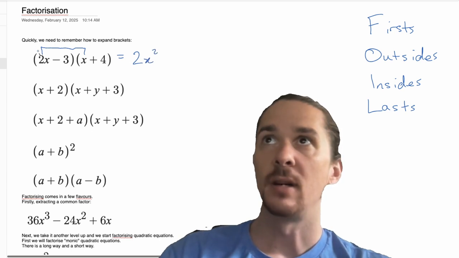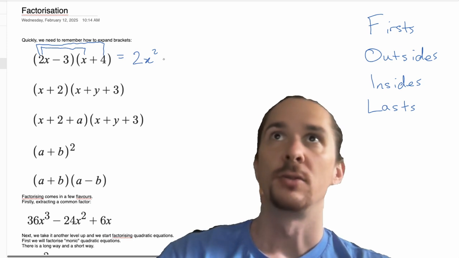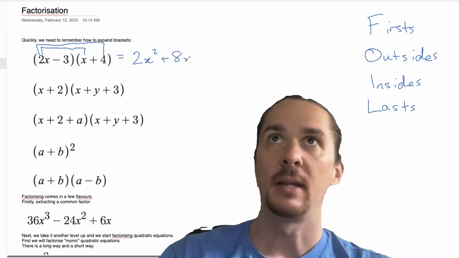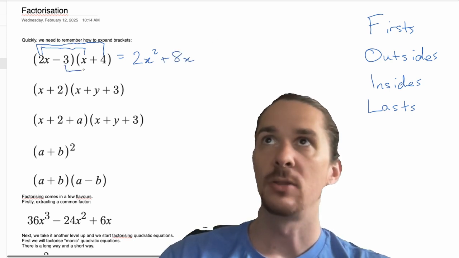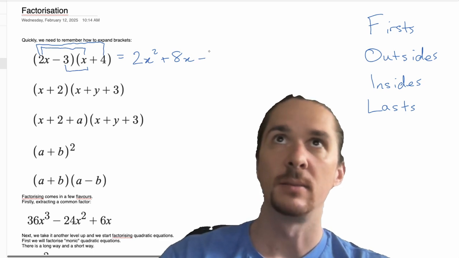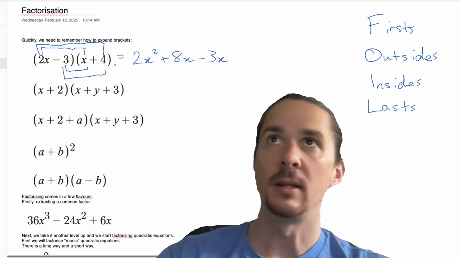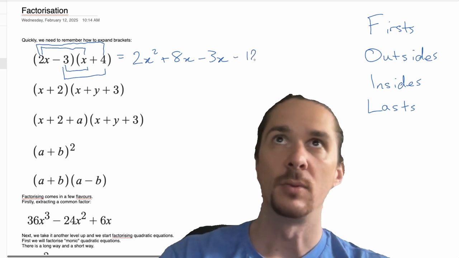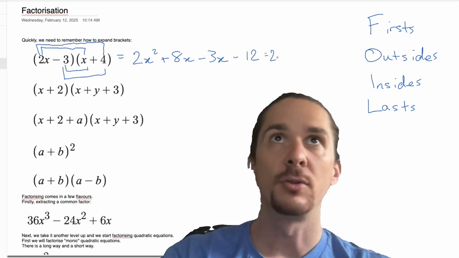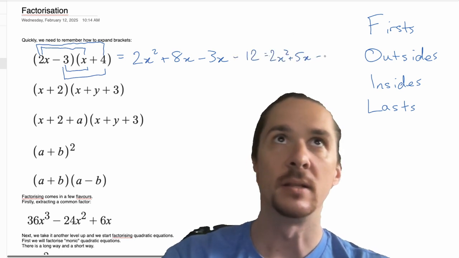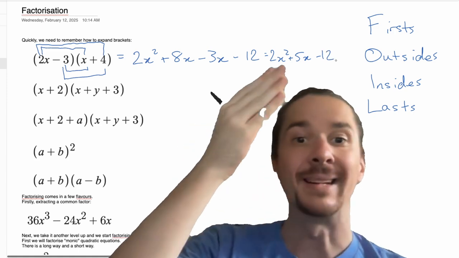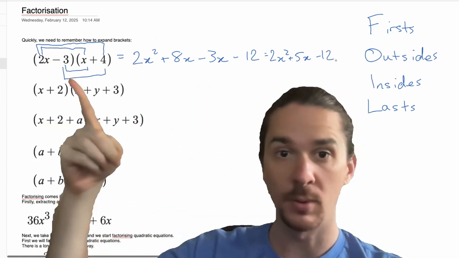Then the outsides are the 2x and the 4. So that's going to give us 8x. Then the insides are the negative 3 and the x, negative 3x. And then the lasts are the negative 3 and the 4, negative 12. Now we collect our like terms, so we have 2x squared plus 5x minus 12. So this is our expanded expression, and if we factorize this, we will end up back where we started.